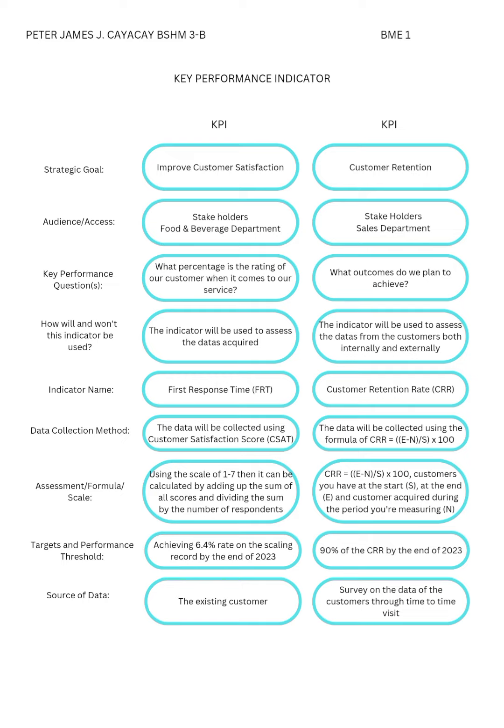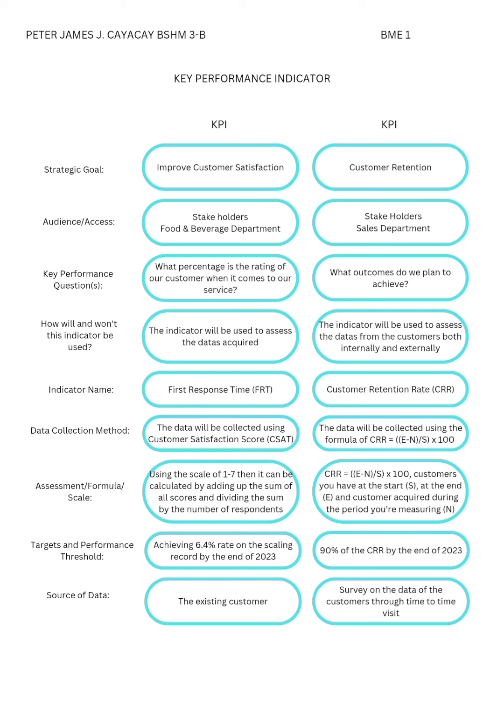So the targets and performance thresholds. For customer satisfaction, we should achieve a 6.4 rating on the scale by the end of 2023. And for customer retention, we should achieve 90% CRR by the end of 2023. The source of data for customer satisfaction would be the existing customers, and for customer retention it would be the survey and the data of the customers through their time-to-time visits.